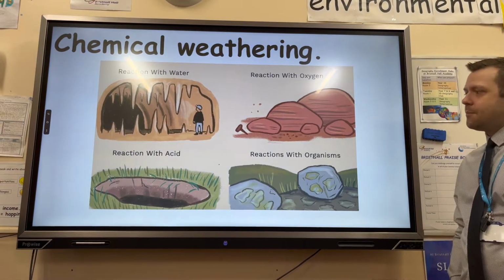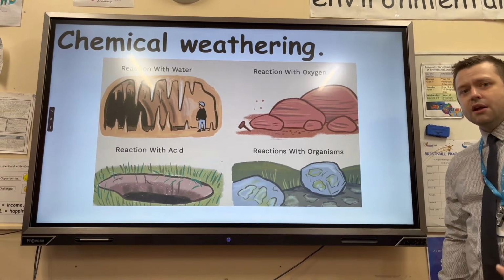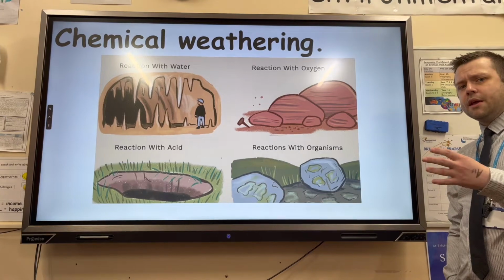The next example is chemical weathering. The most common way to think of this is acidic rain or acid rain, and this dissolves the calcium carbonate in rocks.